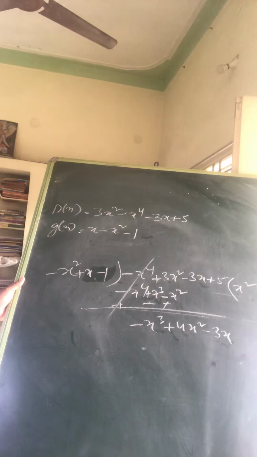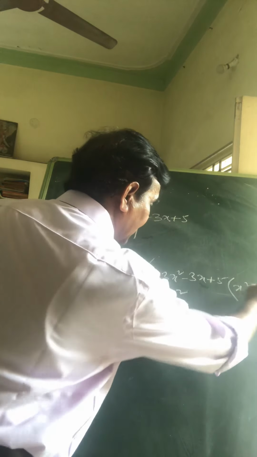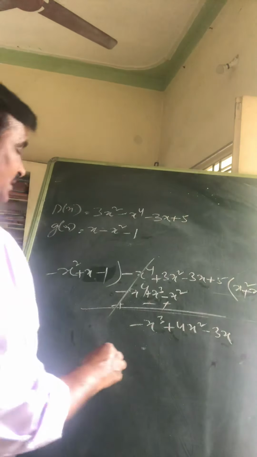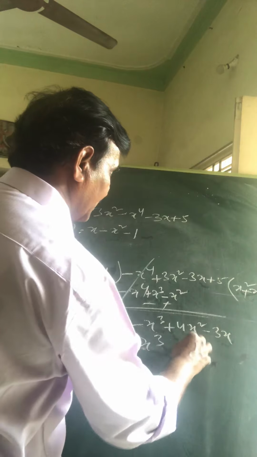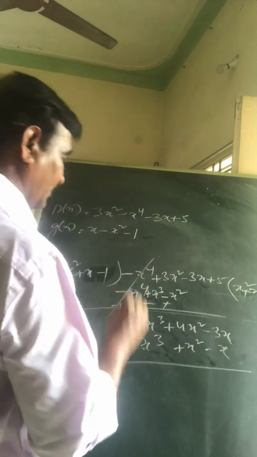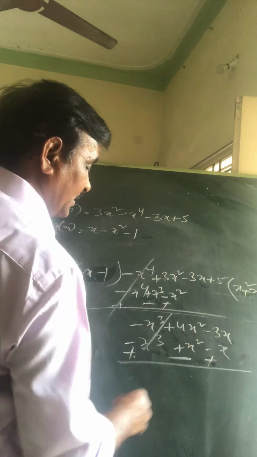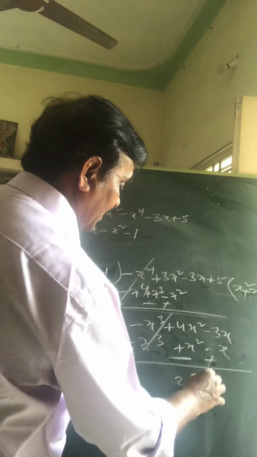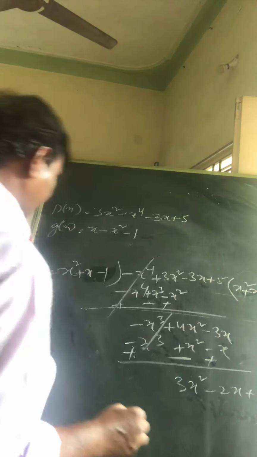Minus x cube is there. With what do we have to multiply? With x. x into minus x square, minus x cube. x into x, plus x square. x into minus 1, minus x. Now plus minus plus, here it is cancelled, that is 3x square minus 2x plus 5.